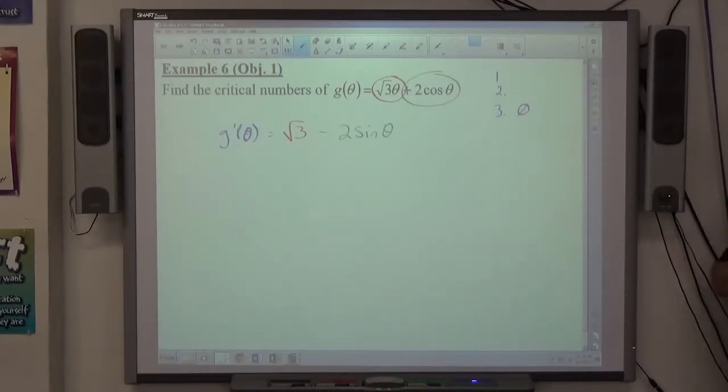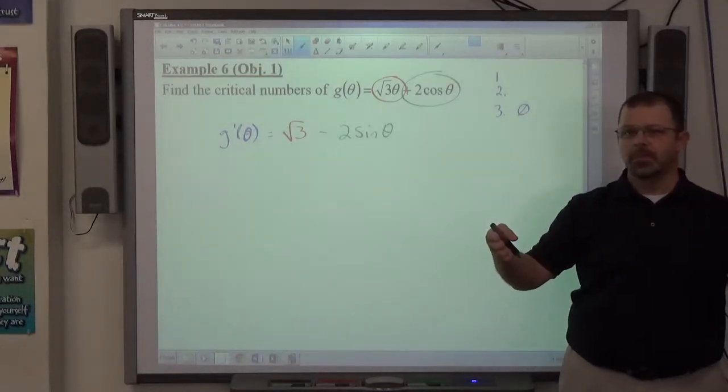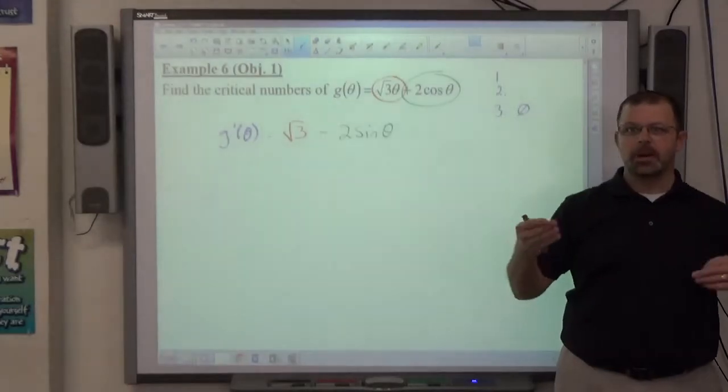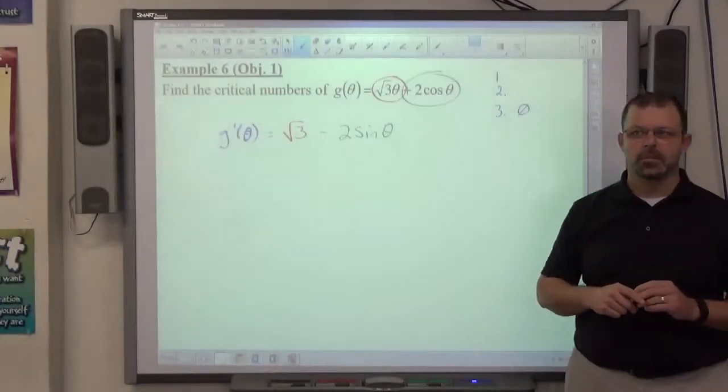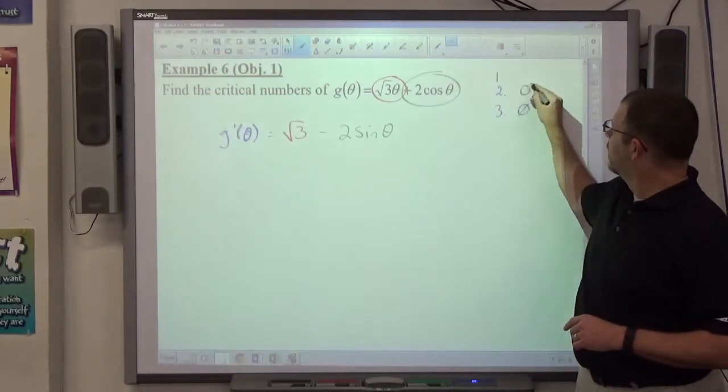Let's focus first of all on number 2. Number 2 is all about undefined. We have the square root of 3 minus 2 times sine of theta as our derivative. When is sine of theta undefined? Never, right? You can do sine of anything. It repeats itself. From 0 to 2 pi is one period of sine, and then it repeats itself, but it is never undefined. So as far as number 2 here, never undefined.